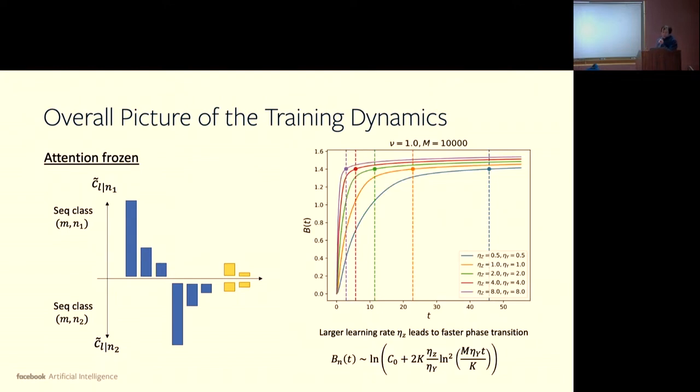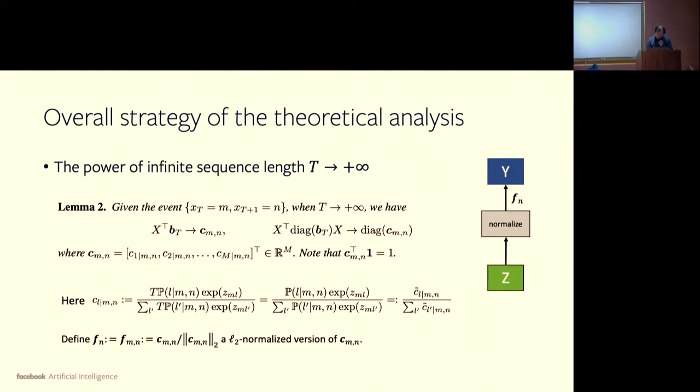And we have a few different simulations showing this is really the case. And here are some overall strategies for the theoretical analysis. If people are interested, here's a very simple strategy for how to prove that. First of all, we use the power of infinite sequence length to turn all the terms into statistical terms that include the probability distribution.